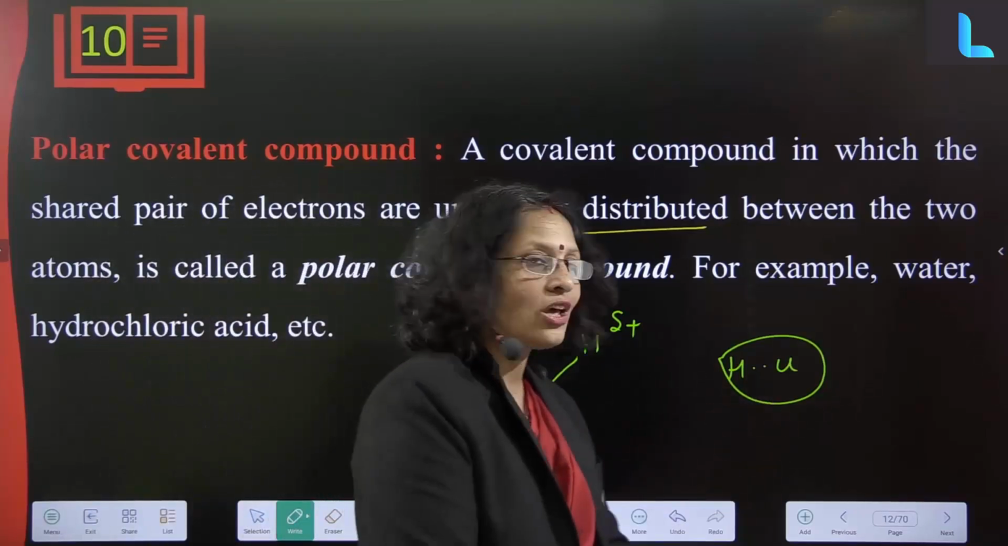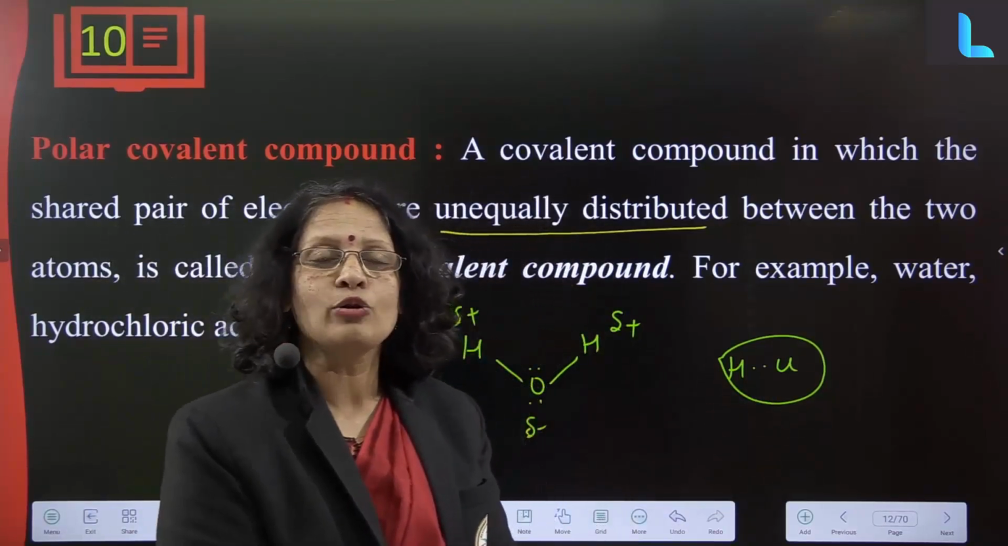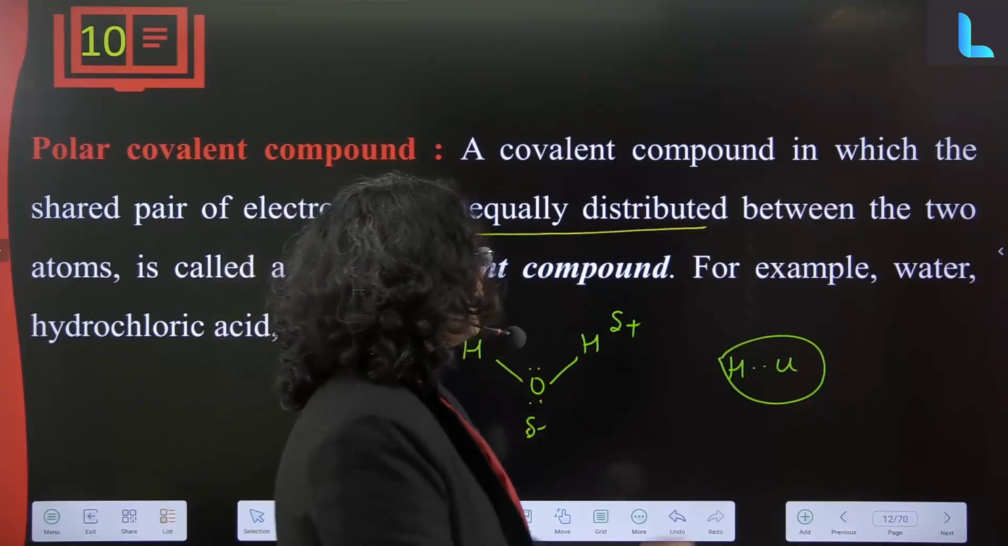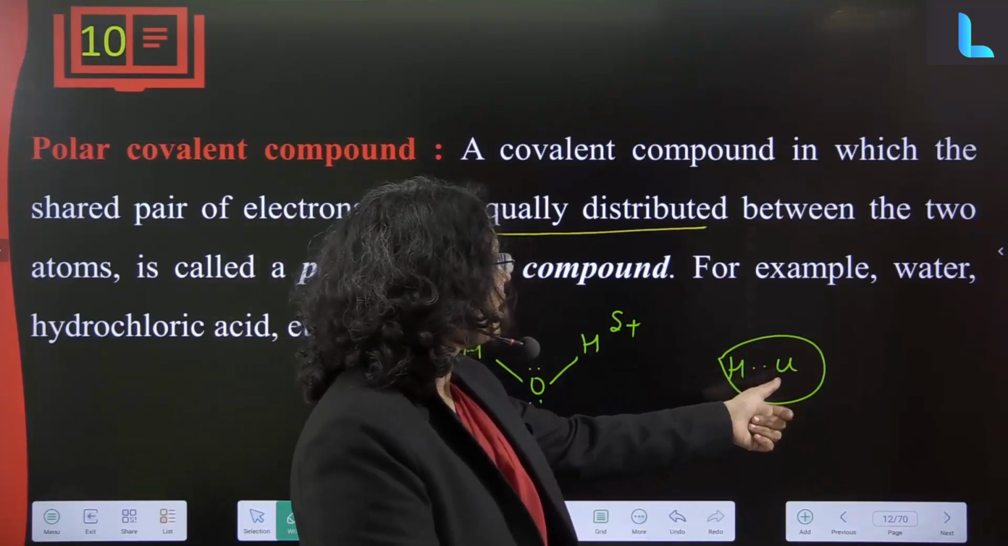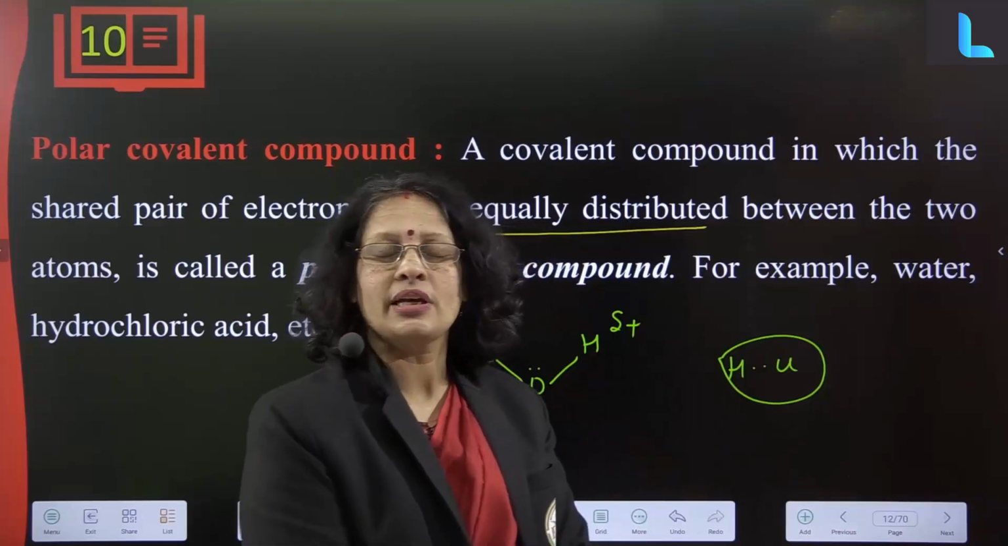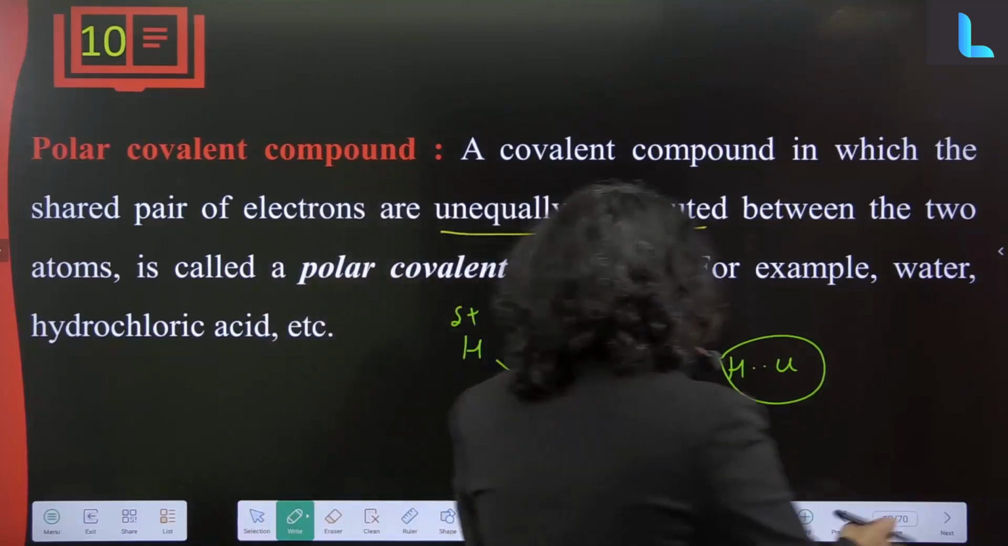We can say in HCl also there is unequal distribution. Hydrogen will share 1 electron, and chlorine is more electronegative, so the electron cloud is getting more tilted towards chlorine, like this.